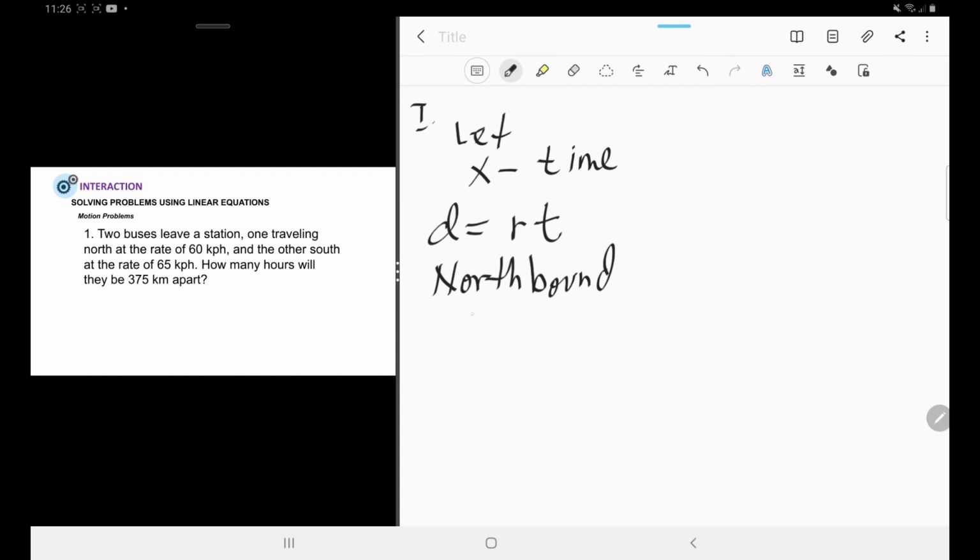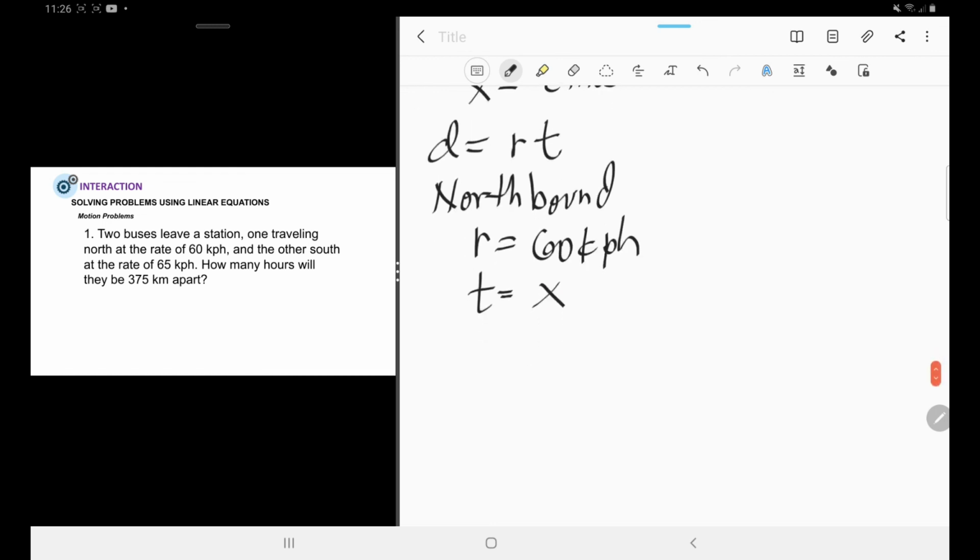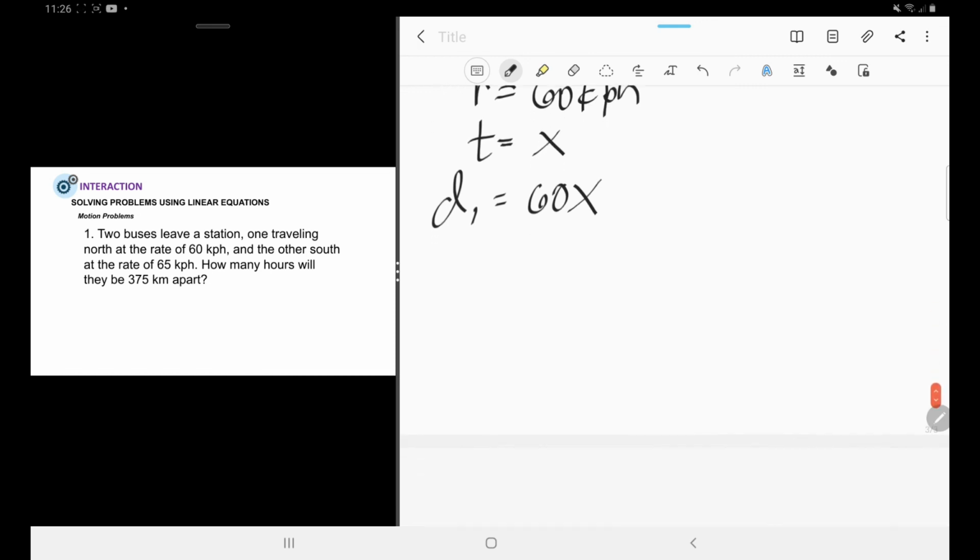Okay, so the rate of that bus traveling north is 60 kilometers per hour, and the time is unknown, so we will leave that as x. So meaning the distance traveled by the northbound bus is 60x.